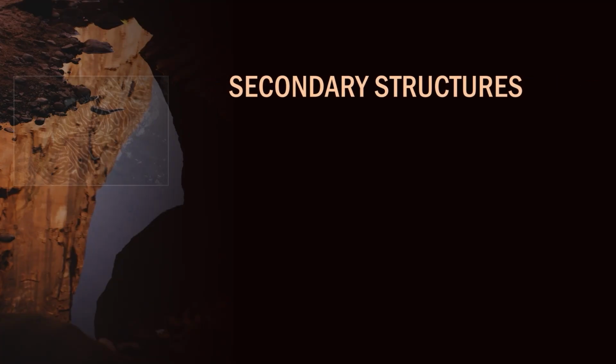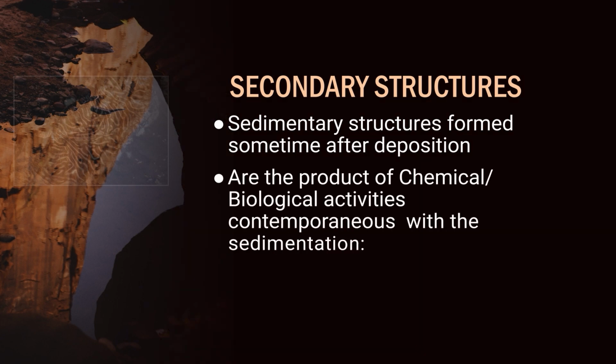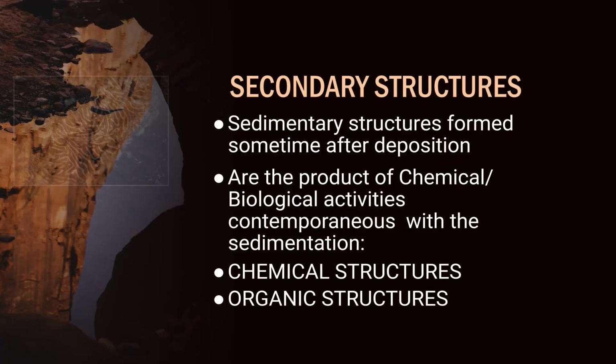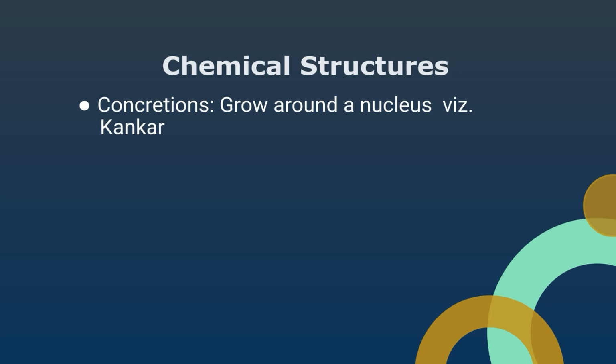The secondary structures are formed sometime after the beds have been formed, therefore it is a post-depositional structure. They are products of chemical and biological activities contemporaneous with the sedimentation. There are two types of secondary structure: chemical structures and organic structures. Chemical structures grow around a nucleus.